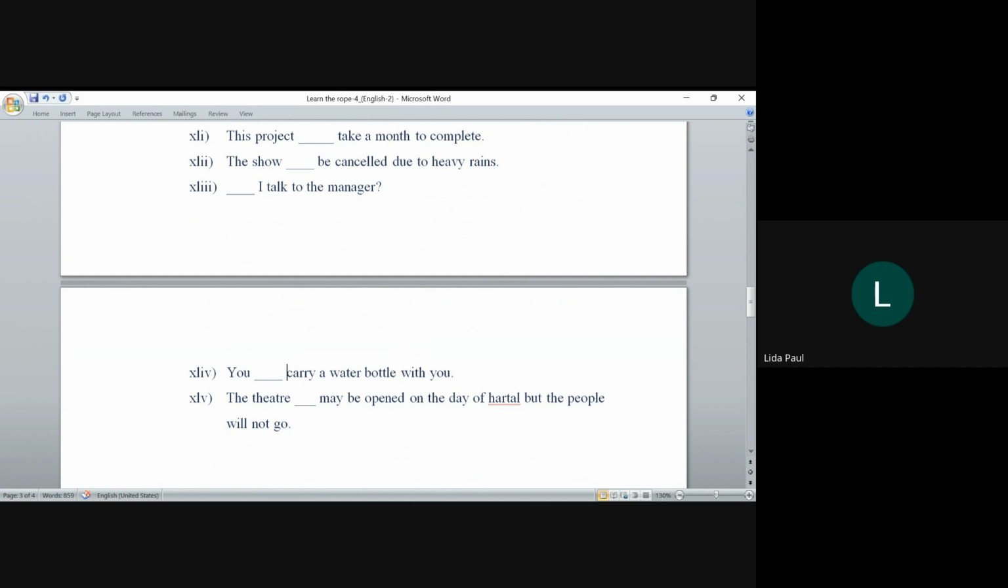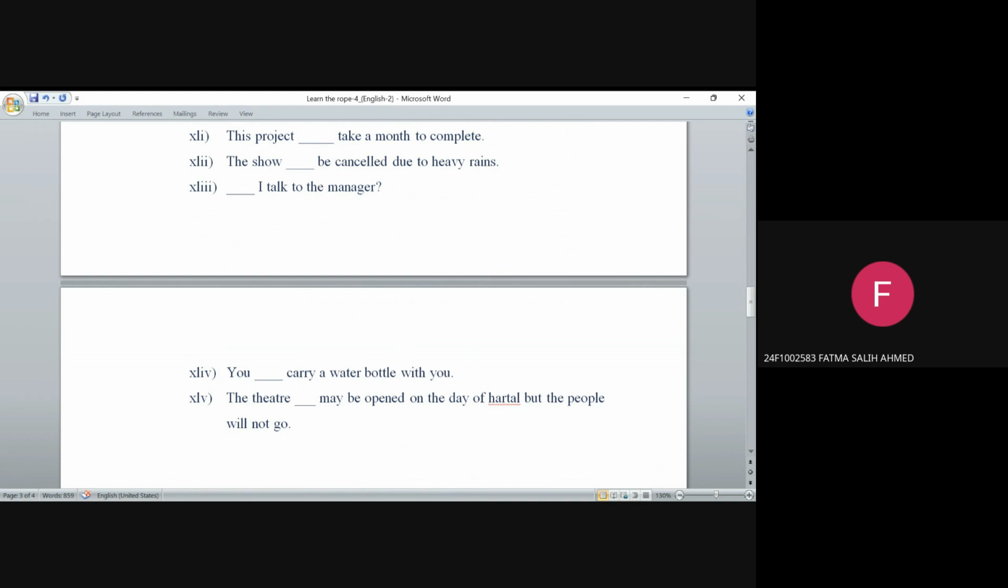So the first one, may I talk to the manager? This is also permission. The second one, you may carry a water bottle with you. This is also again permission, right? Formal permission. So when you talk about permission, what is the difference between question number 43 and 44? Both indicate permission. But in the first sentence, you are seeking permission. You are trying to take permission for something from someone. And in sentence 44, you are the one giving permission. And both are formal context. Do you get the difference?